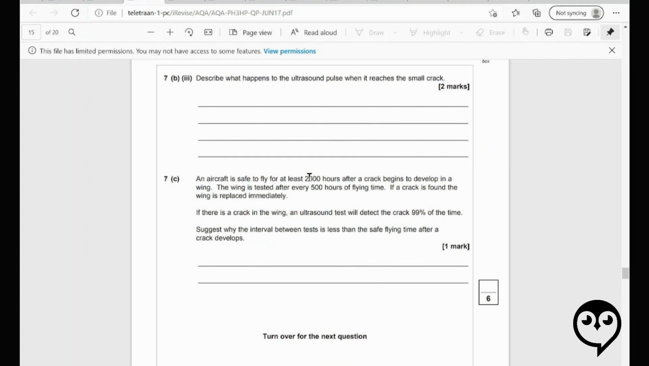The aircraft is safe to fly for at least 2,000 hours after a crack develops. If it's tested every 500 hours of flying time, and a crack is found, the wings are replaced immediately. If there's a crack in the wing, an ultrasound test will detect the crack 99% of the time. Suggest why the interval between tests is less than the safe flying time after a crack develops. Well, I think we just want to be sure, right? If it's 99% of the time, we might not always catch it. So I think we're just being cautious.